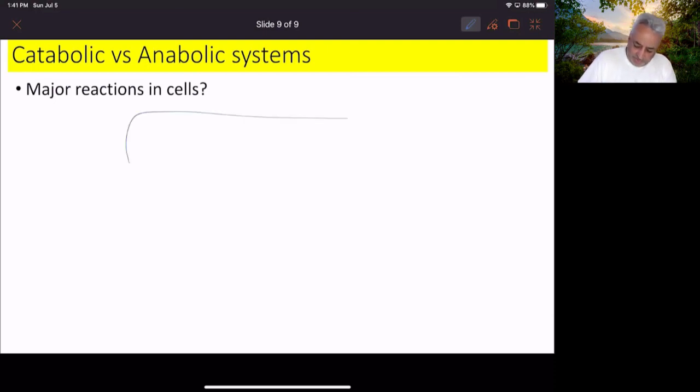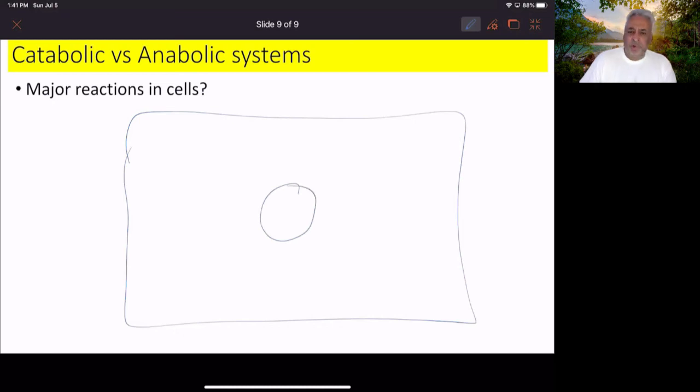So here's a cell, and let's make it a eukaryotic cell. Prokaryotic cells will be under the same constraints. So we have reactions when we have food coming into the cell, food enters, and 2 things can happen to that food. The food can be broken down, right? So breakdown.